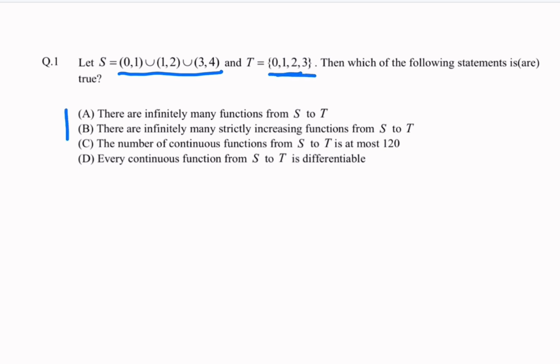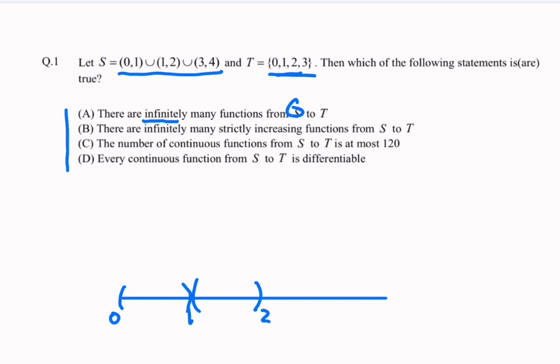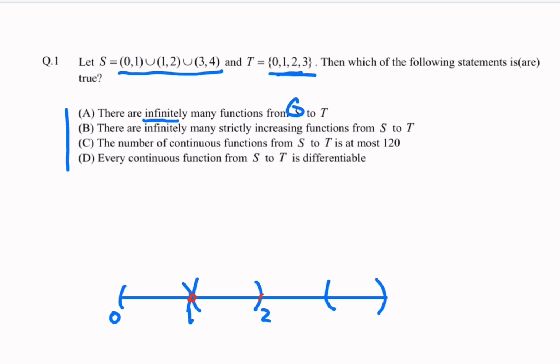We try to see what statements are true. So here's the set, there are infinitely many functions from S to T, right? Now here, you try to map from S to T. The domain is going to be open intervals, which means from 0 to 1, that's open, and 1 to 2 is also open. And there's a hole here at the endpoint. That's not in the domain. And the range here is going to take the values 0, 1, 2, 3.